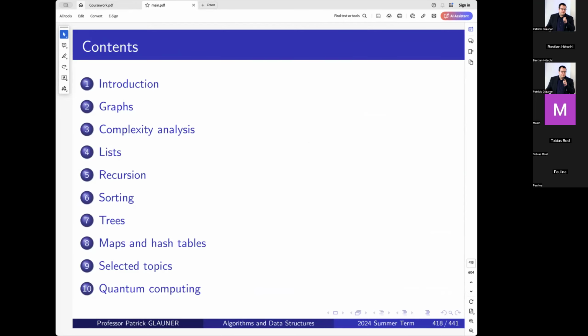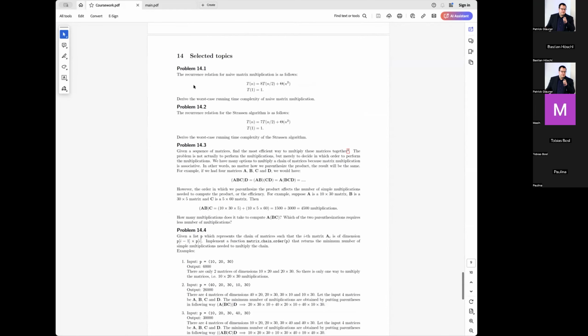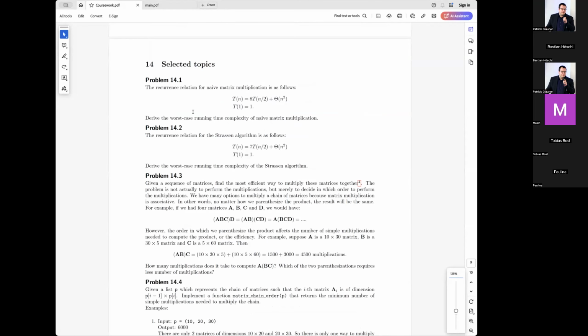These are the selected algorithms, and there's obviously some coursework on selected algorithms. There is coursework on the Strassen algorithm. There are 2 problems. Here we are actually looking at naive matrix multiplication and the Strassen algorithm in terms of recurrence relations. And for these recurrence relations, you have to find the worst case running time complexity. You can either manually solve them, or you can try to use some other tool we have discussed in order to solve these recurrence relations.